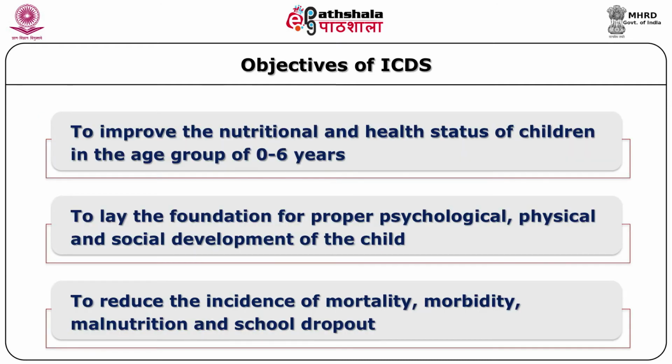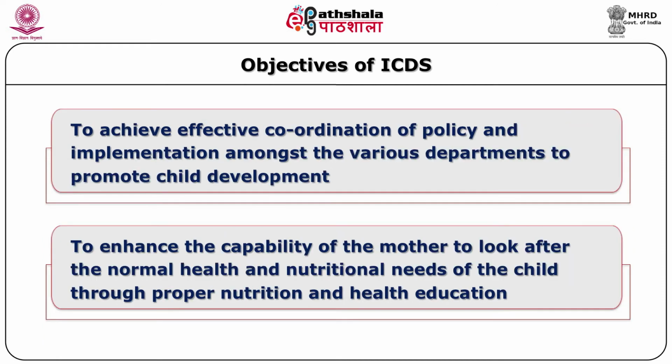Now let us look at the objectives of this huge project of ICDS. The objectives are to improve the nutritional and health status of children in the age group of 0 to 6, to lay the foundation of proper psychological, physical and social development of the child, to reduce the incidence of mortality, morbidity, malnutrition and school dropout, to achieve effective coordination of policy and implementation amongst the various departments to promote child development, and to enhance the capability of the mother to look after the normal health and nutritional needs of the child through proper nutritional and health education.